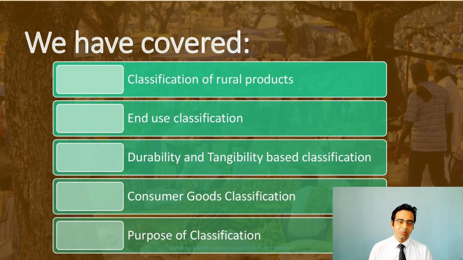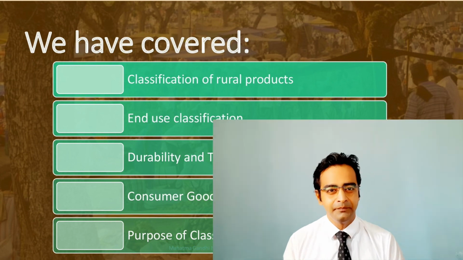So in this session we covered the basic classification of rural products. The first was end use classification, the second was durability and tangibility based classification, and the third was consumer goods classification. And we had a short idea of why the classification is needed. I expect our participants have a better idea about the products and their classification.